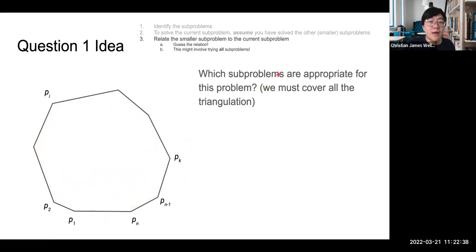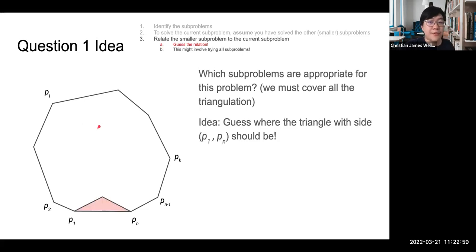So here, which subproblems are appropriate for this problem? I want you to take note, we must cover all the possible triangulations, because the idea is that we want to find the minimum over all the possible triangulations. So the way we break down the subproblems must cover all the possible triangulations. So the first step, you make a guess, just guess how they should be related.